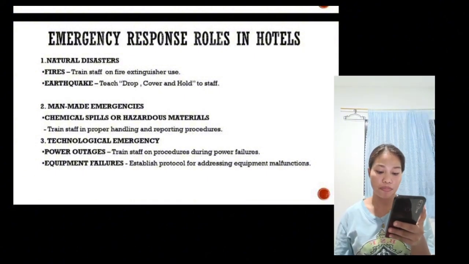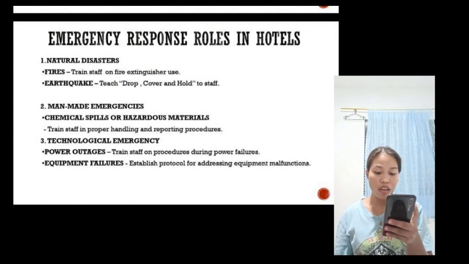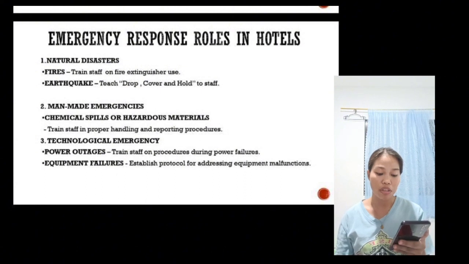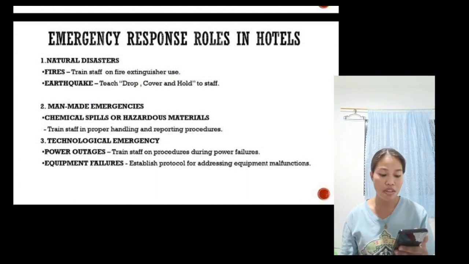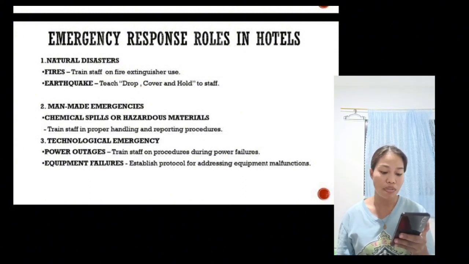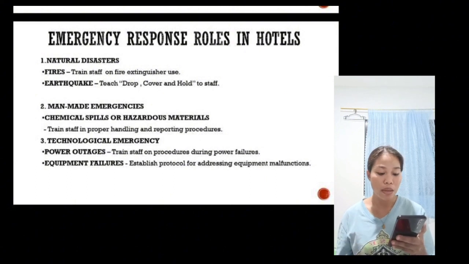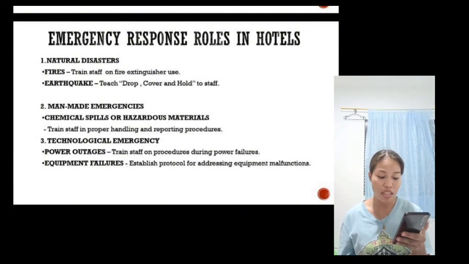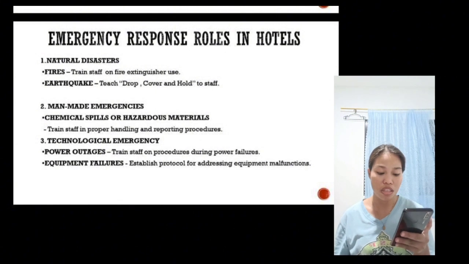So lastly is the technological emergencies. Training staff on procedures during power outages is crucial for maintaining order and continuity of essential services. Similarly, establishing protocols for addressing equipment malfunctions ensures a systematic response, minimizing downtime and potential disruptions. By investing in staff training across the scenarios, you're not only enhancing the safety of individuals in your organization, but also contributing to overall preparedness and resilience. Well-informed and trained staff are essential assets in navigating emergencies effectively.